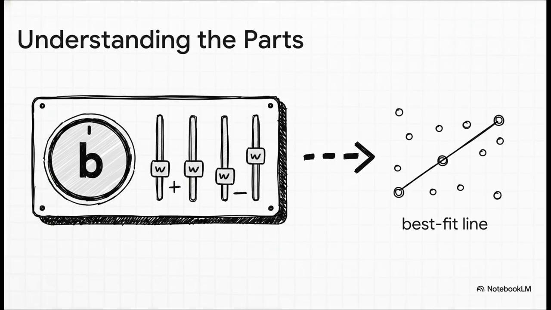Okay, so let's break that down, because this is the important part. The intercept, B, that's just our starting point. It's a baseline value before we look at any of the house's features. Then each feature gets a coefficient, a W, which acts like a volume knob. A big positive knob for, say, square footage cranks the price way up. A negative knob for being far from the city, well, that turns the price down. The entire goal of the model is to find the absolute perfect settings for all these knobs to get as close as possible to the real prices.